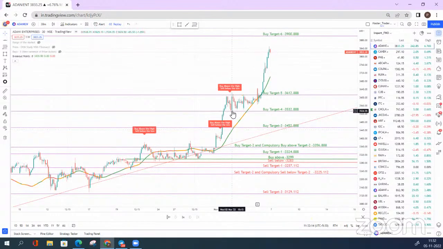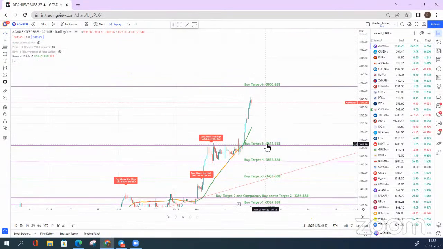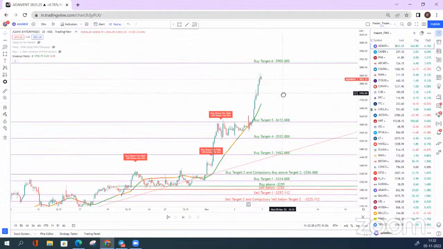First target met, second target met, and third, fourth, and fifth targets also met. The fifth was struggling. After the fifth is a bigger target, 3612 above, like 300 points. So it is moving towards 300 points. This is how you can make money if you are a positional trader.